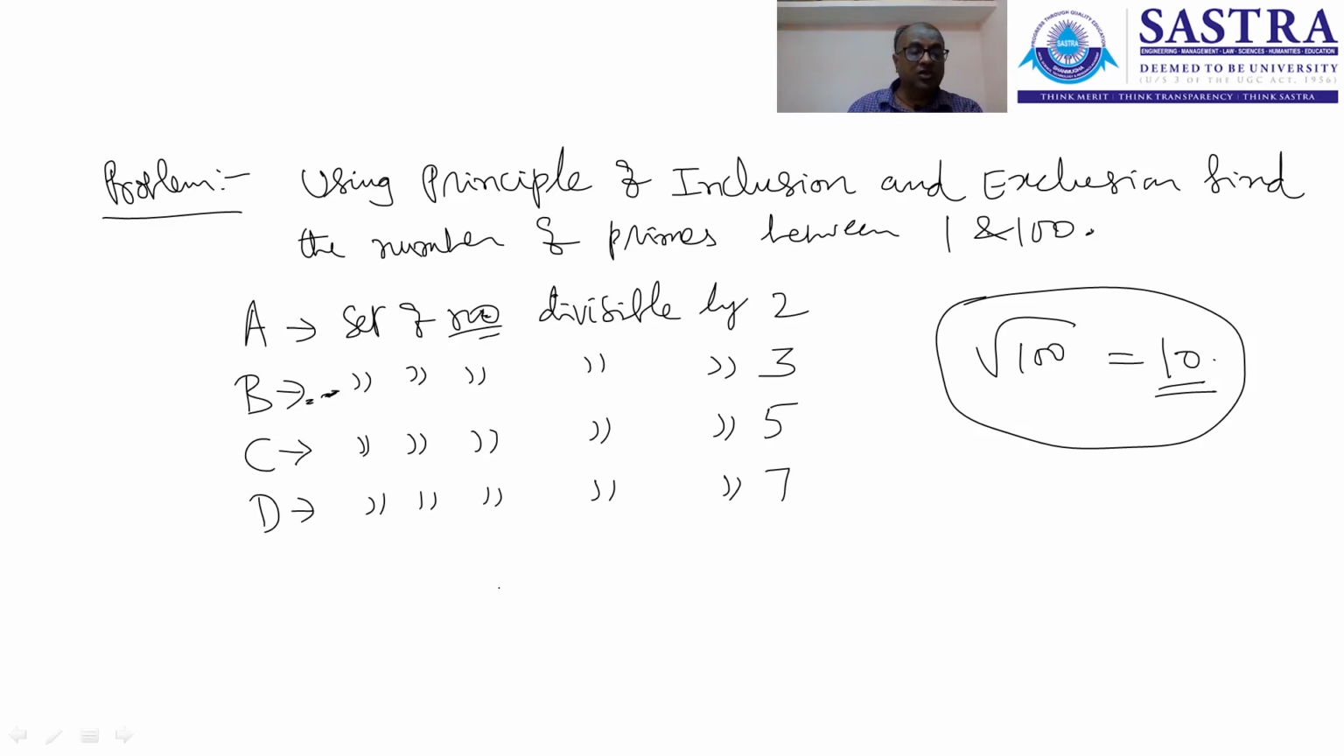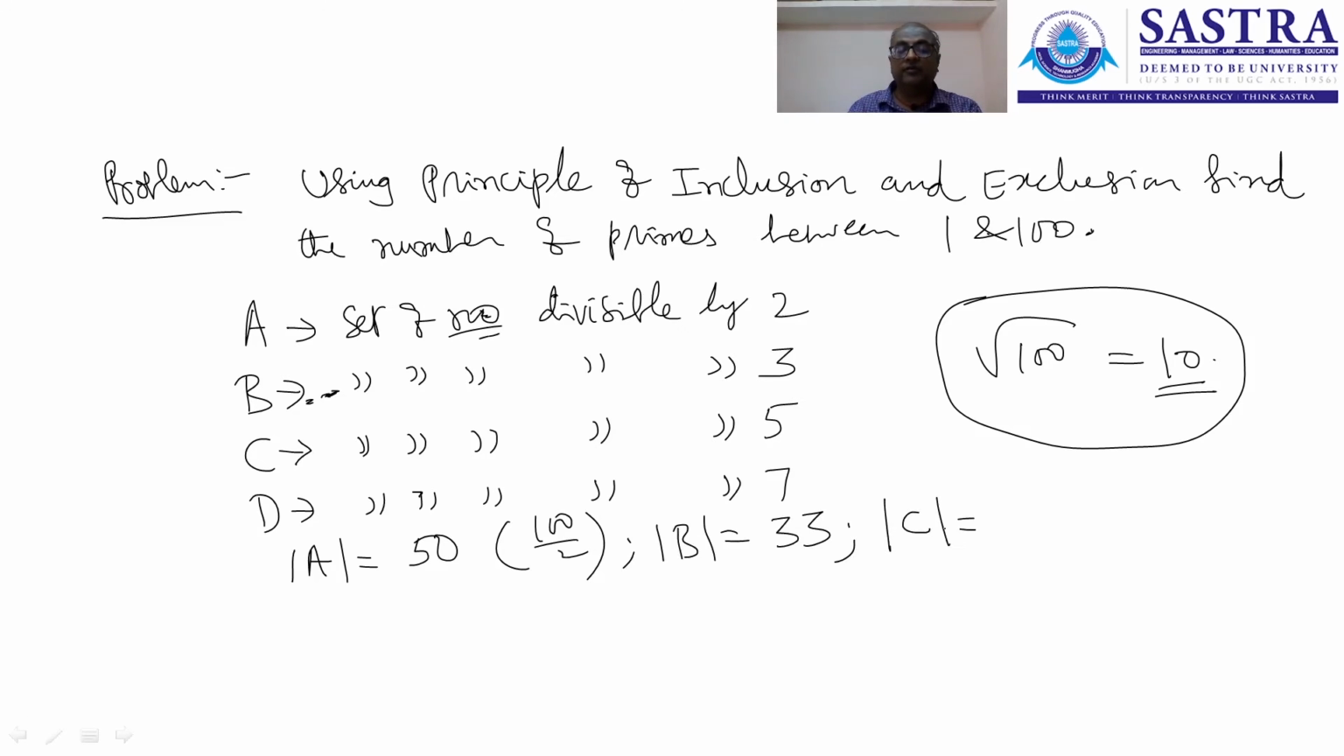So now what I will do is, I will calculate the number of elements in each set, and then use the principle of inclusion and exclusion to find the required result. Okay, so now what do you get? Cardinality of A would be 50, which is nothing but 100 by 2. Similarly, cardinality of B would be 33, since 33 into 3 would be 99. Cardinality of C would be 20, 100 by 5, which is 20.